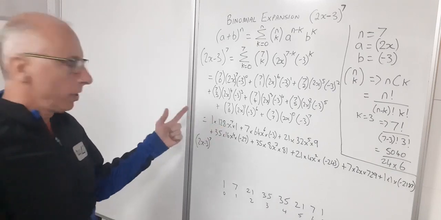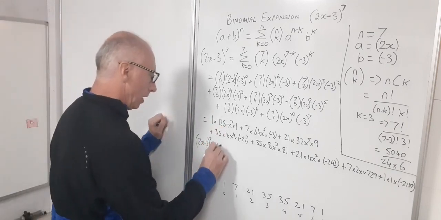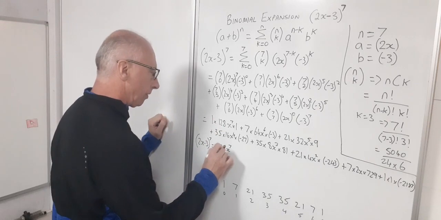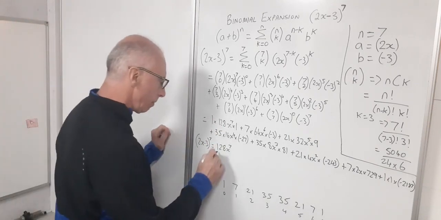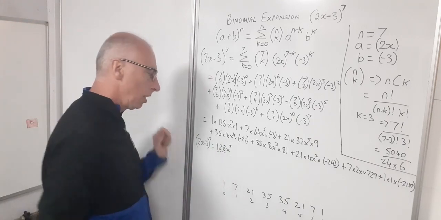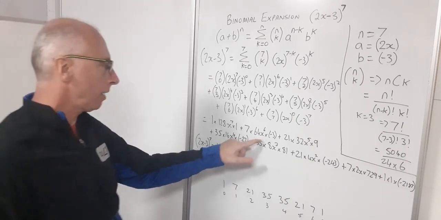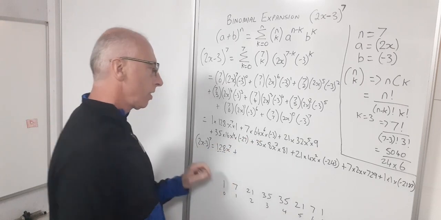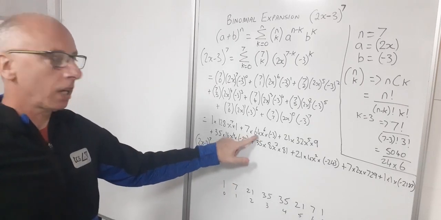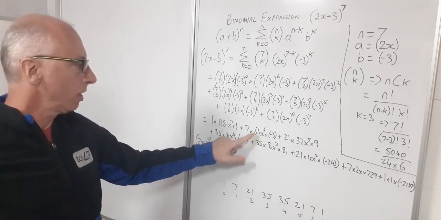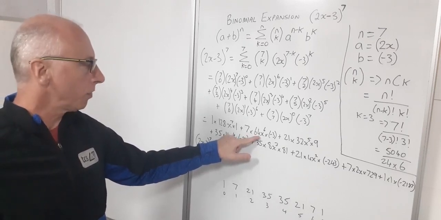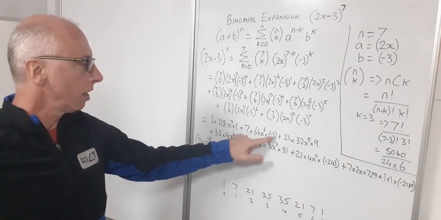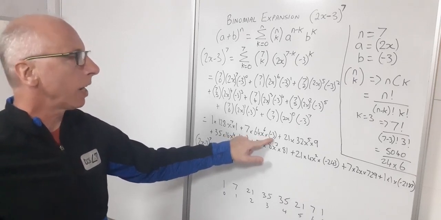128 times 1 times 1, 128, and then x to the 7. So that takes care of that. So that's what's called our coefficient of x to the power of 7. Then we want the coefficient for x to the power of 6. So now we've got 7 times 64. So 7 sixes are 42 times 7 plus 7 times 40 is 28. So that's 448. 448 times minus 3.